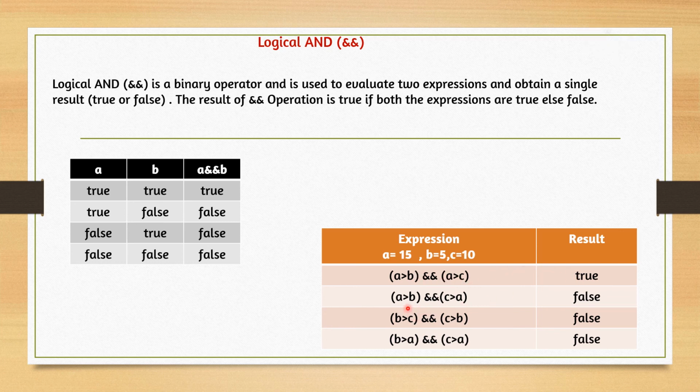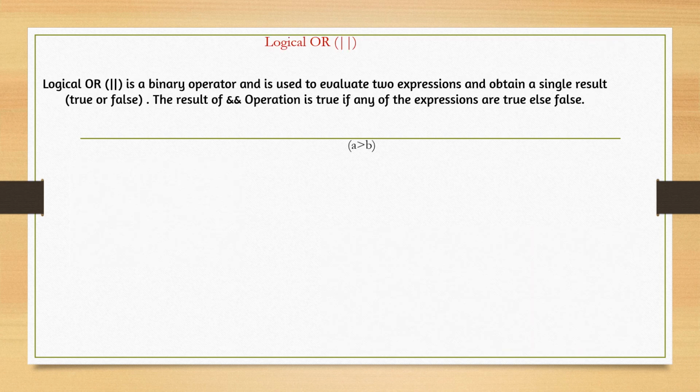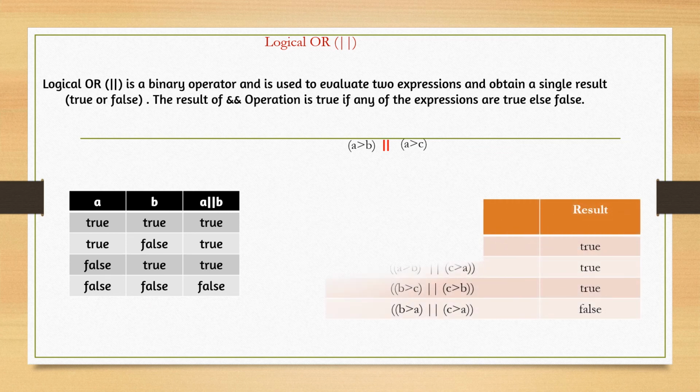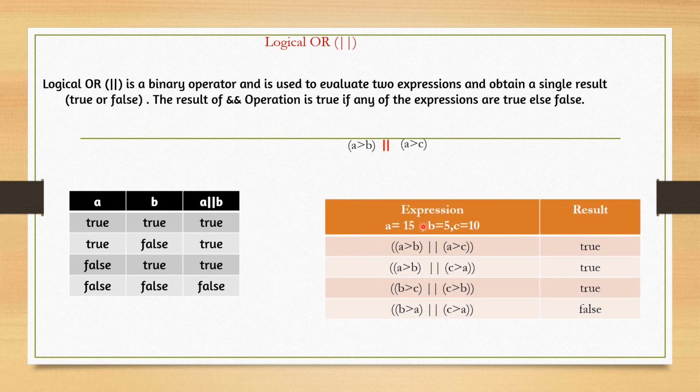You can analyze and see that if any of the expressions is false, the answer will be false. And in logical or, if any of the expressions is true, the answer will be true. That means any one should be true, then the answer will be true. Otherwise, if both of them are false, the answer will be false. Here we can analyze with values A 15, B 5 and C 10. A greater than B and A greater than C, both are true, answer is true. In this case, one expression is true, answer is true. If both the expressions are false, the answer will be false.